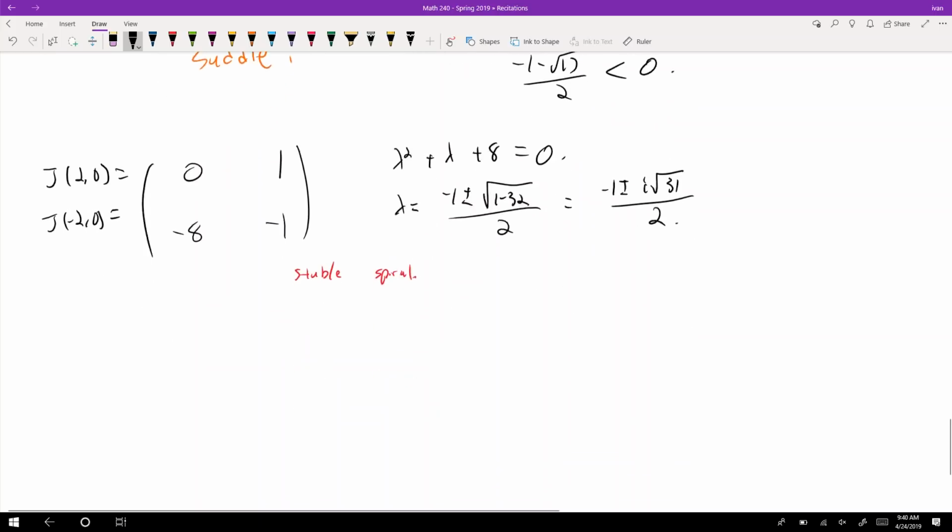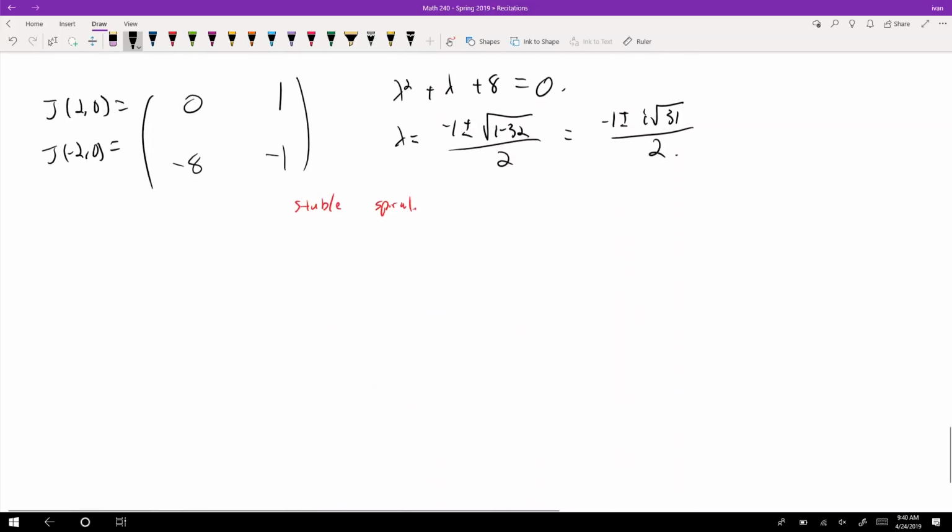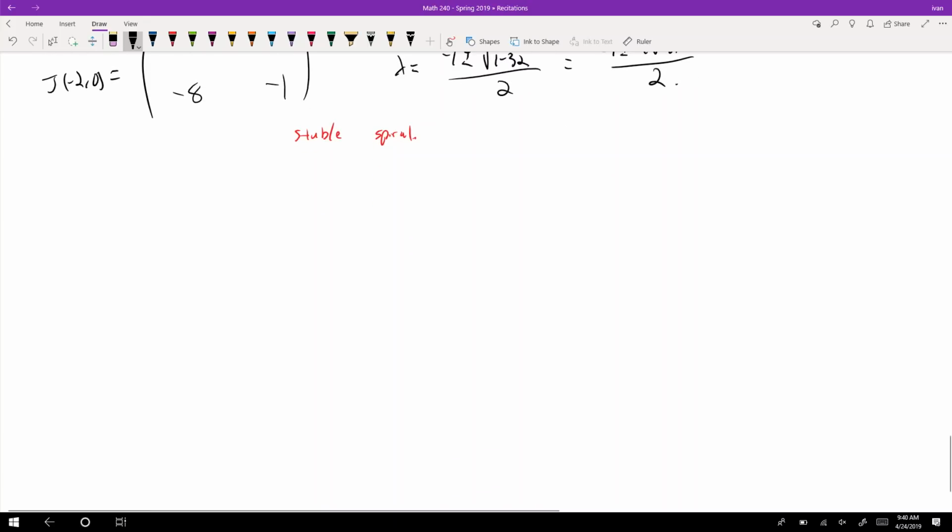So how do we sketch this thing? All right, well, we do the following. We draw our xy plane. Right, and now what are my equilibrium points? There's one out here at 2, 0. There's one at the origin, and then there's one at negative 2, 0.